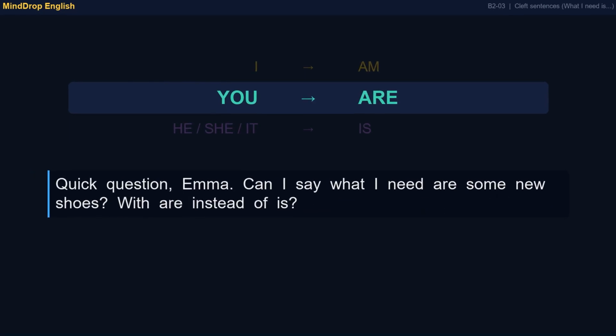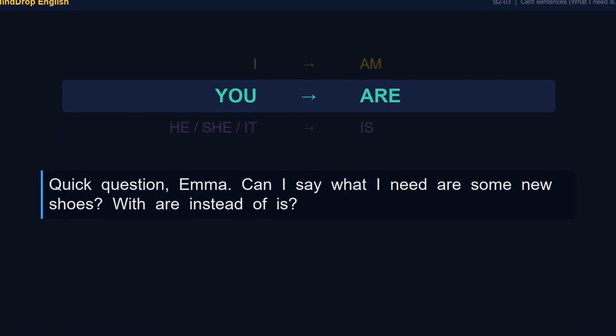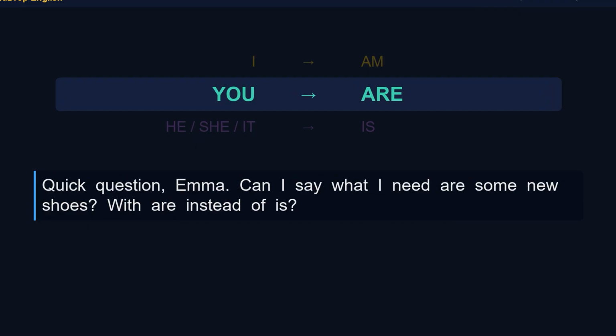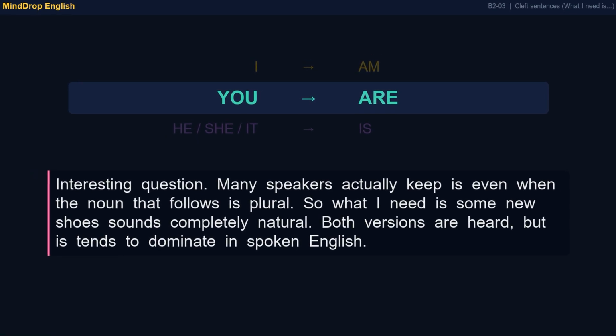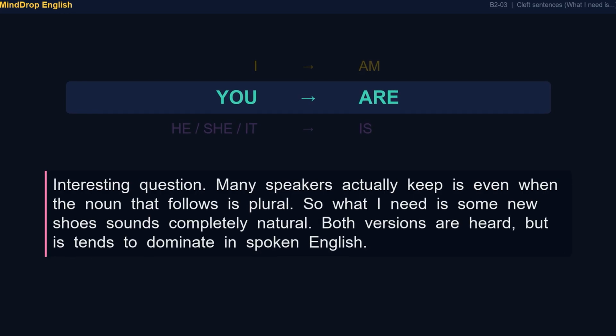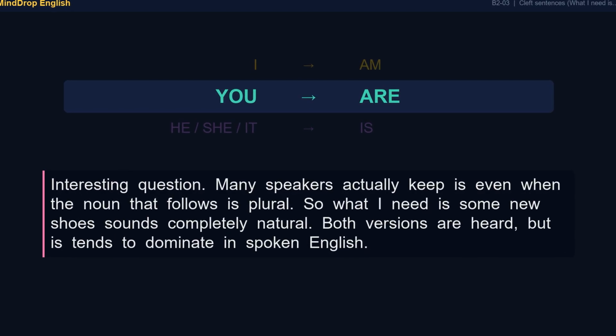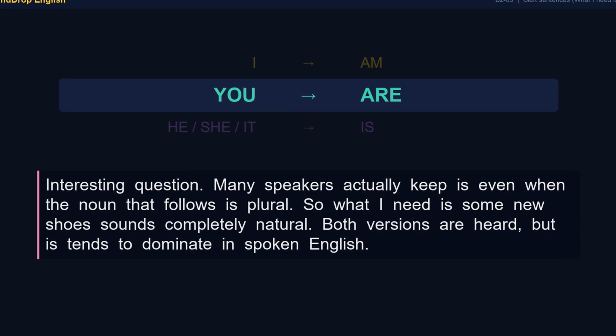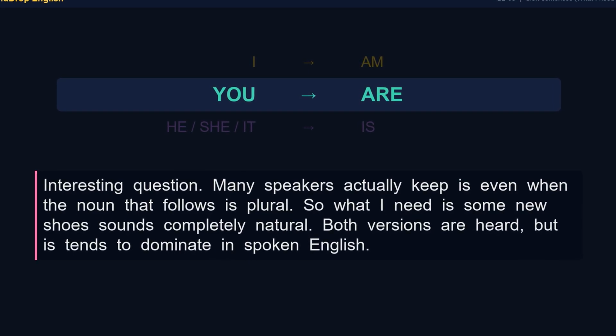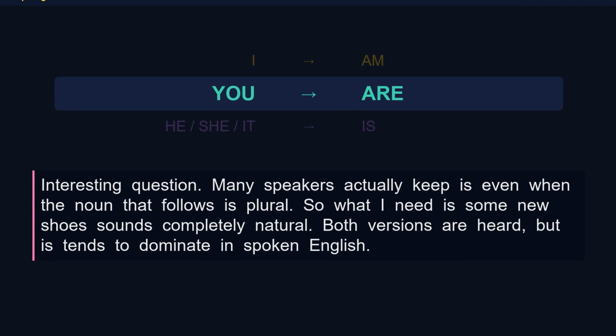Quick question, Emma. Can I say what I need are some new shoes? With or instead of is? Interesting question. Many speakers actually keep is even when the noun that follows is plural. So what I need is some new shoes sounds completely natural. Both versions are heard, but is tends to dominate in spoken English.